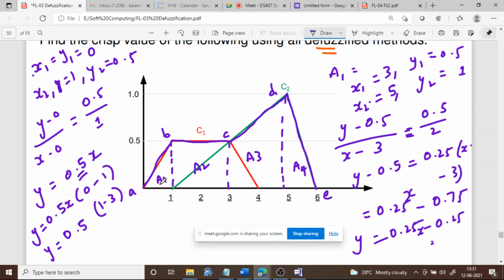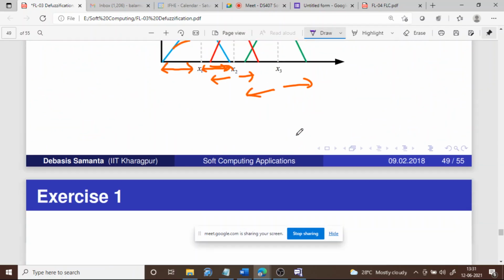In the center of sum technique, you have to find separately the area of this curve, and separately find the area of this curve. In that case, you consider this as a trapezoid and find the area, and this is a triangle, so you find the area of this, then take the center points and do the average. That method is called the center of sum method.